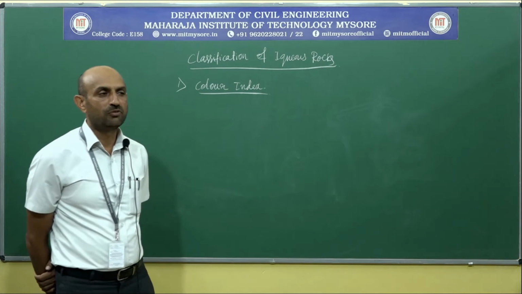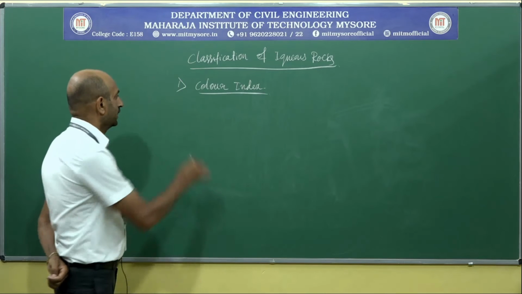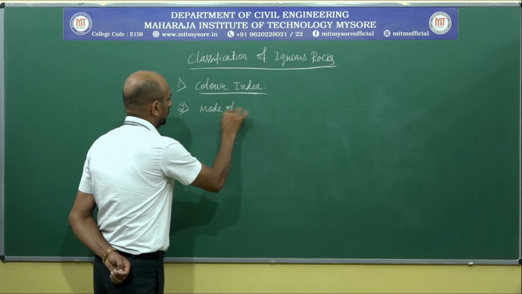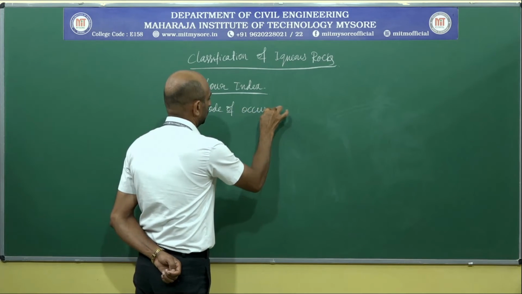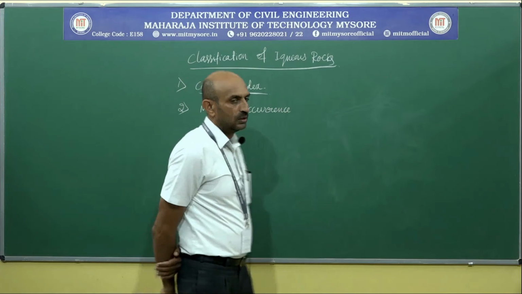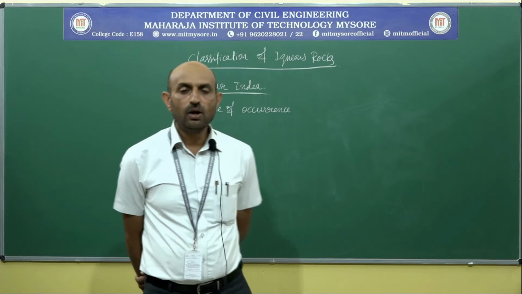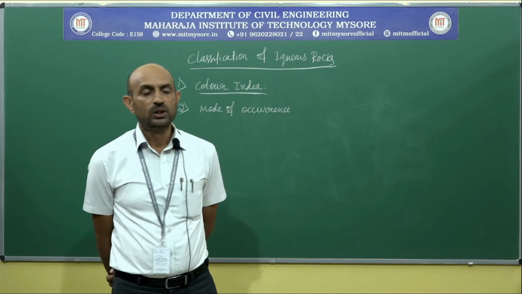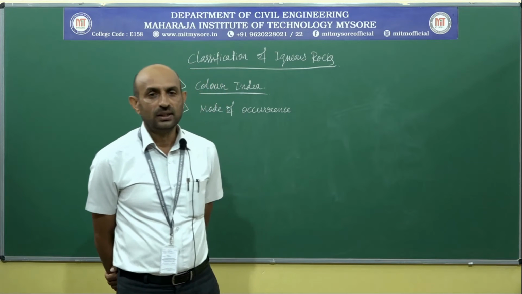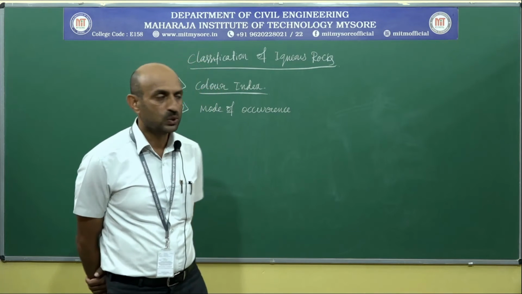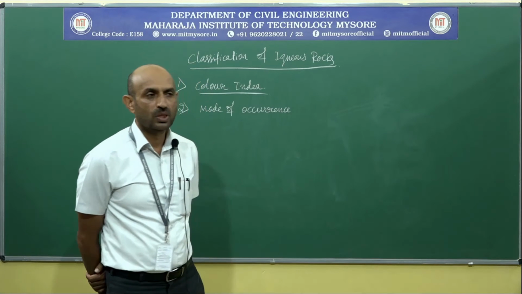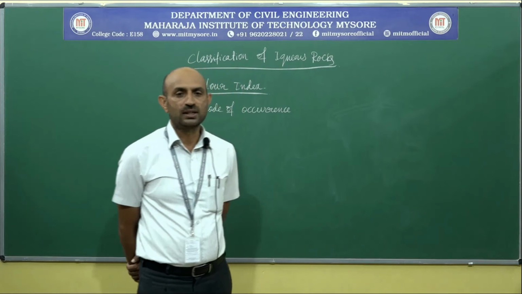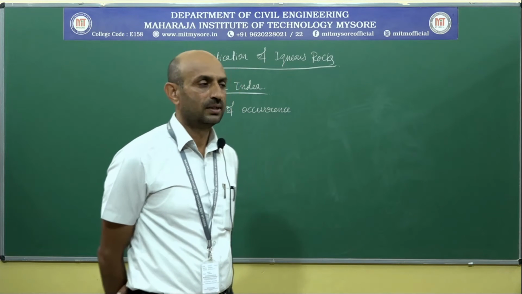The next one is classification based on mode of occurrence. Depending upon the depth at which magma or lava cools and solidifies, the igneous rocks are again classified into three divisions, which are Plutonic igneous rocks, hypabyssal igneous rocks, and volcanic igneous rocks.